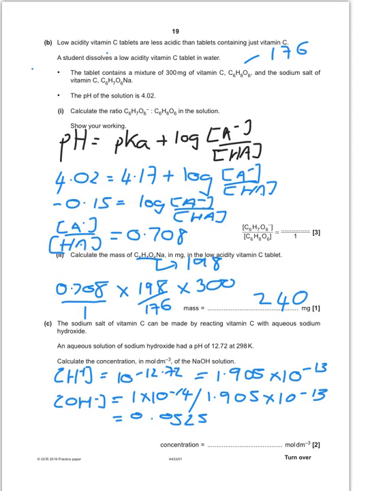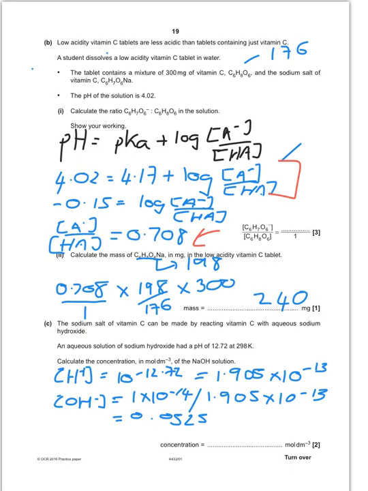So I now need to calculate my ratio of ion over acid in the solution. So pop that into your pH buffer equation, and you put these values here. This is what I'm looking for, this ratio here. You rearrange that and your ratio will be 0.708.